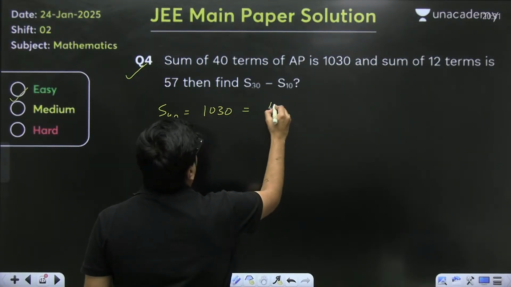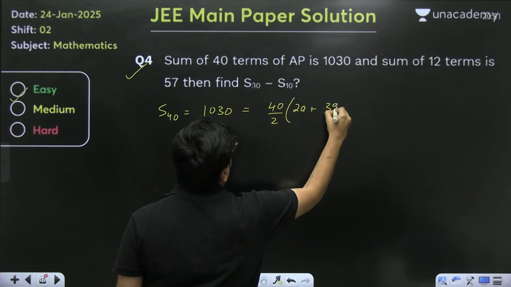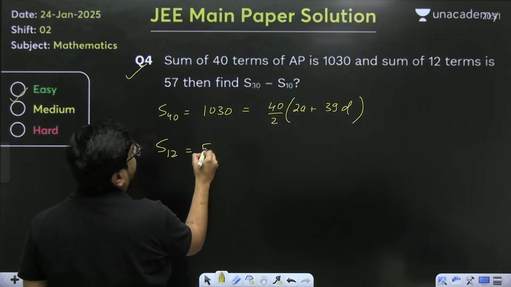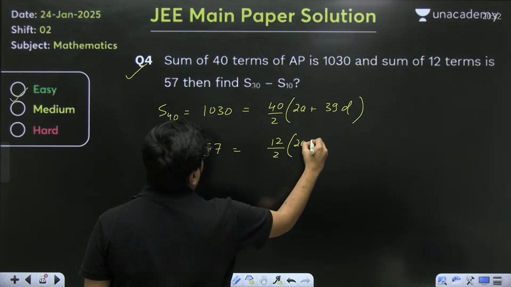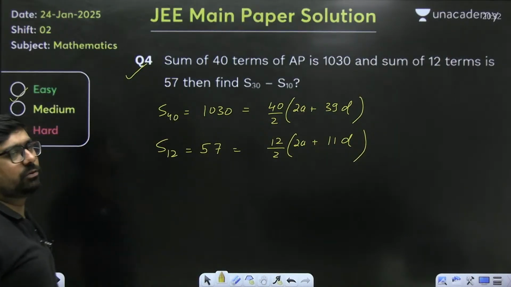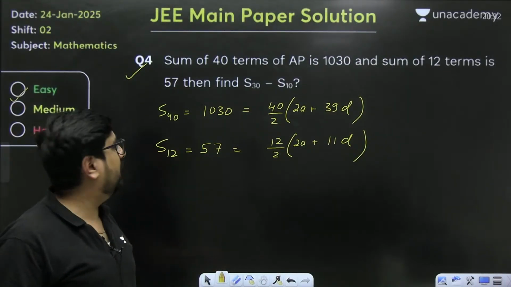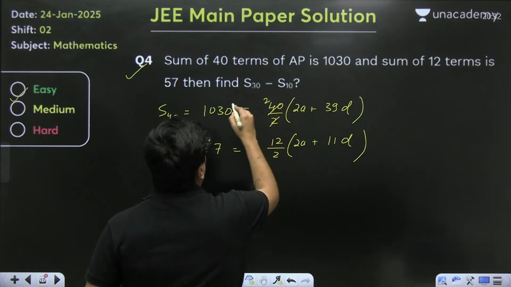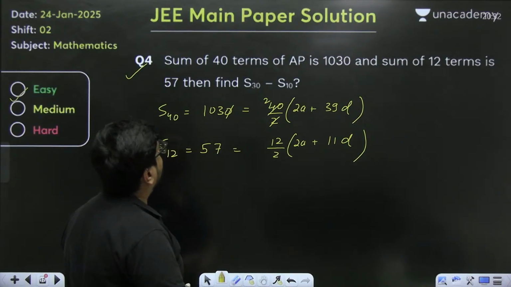So S40 will be 40 by 2 into 2A plus 40 minus 1, that means 39 into D. And you'll get S12 also like this, which is 57. 57 will be 12 upon 2 into 2A plus 11 into D. So two equations and two variables you have. Once you have A and D, you can find S30 and S10 also. Only calculative this will be. Nothing major in this.